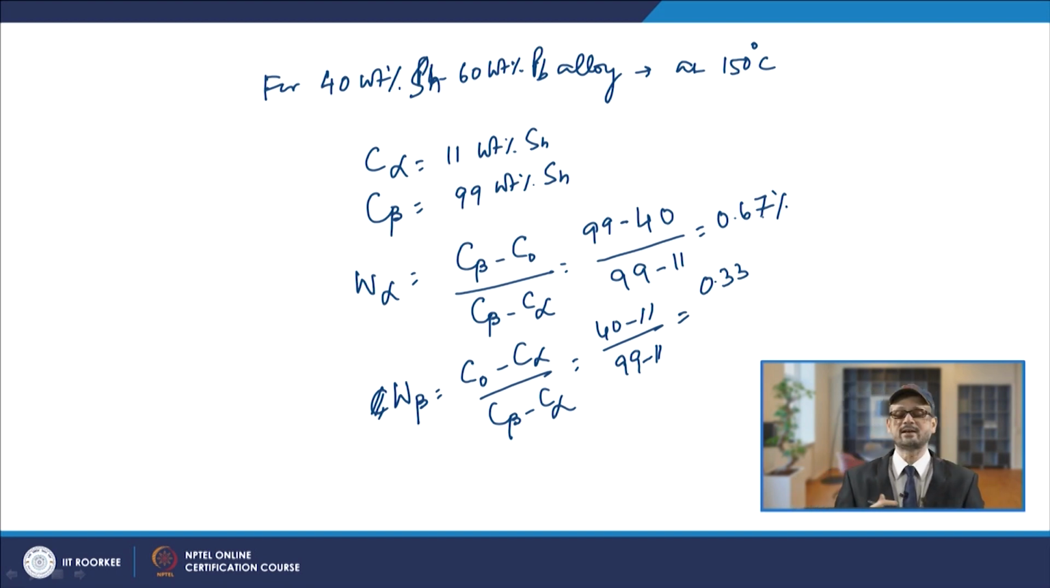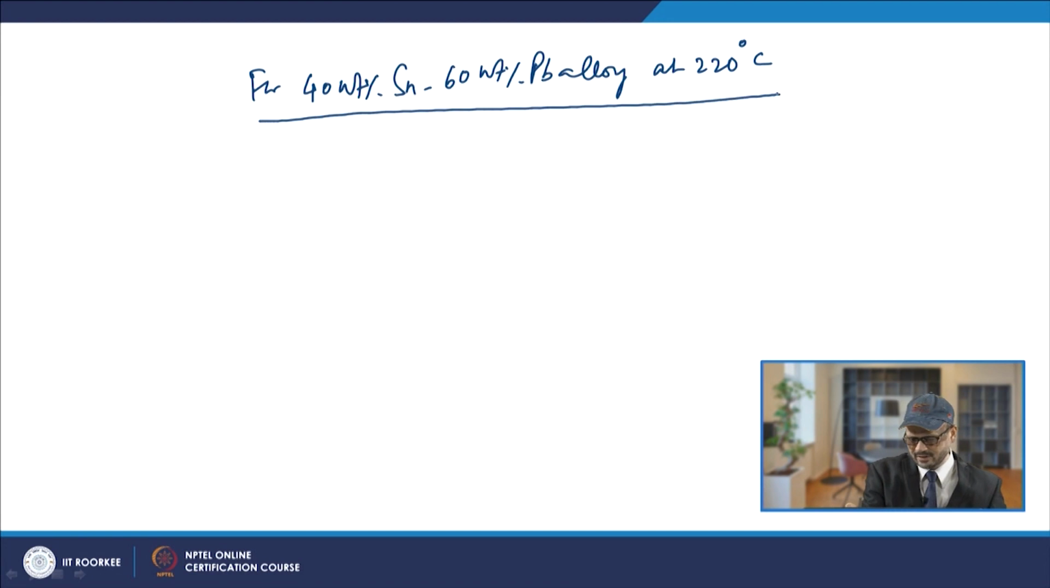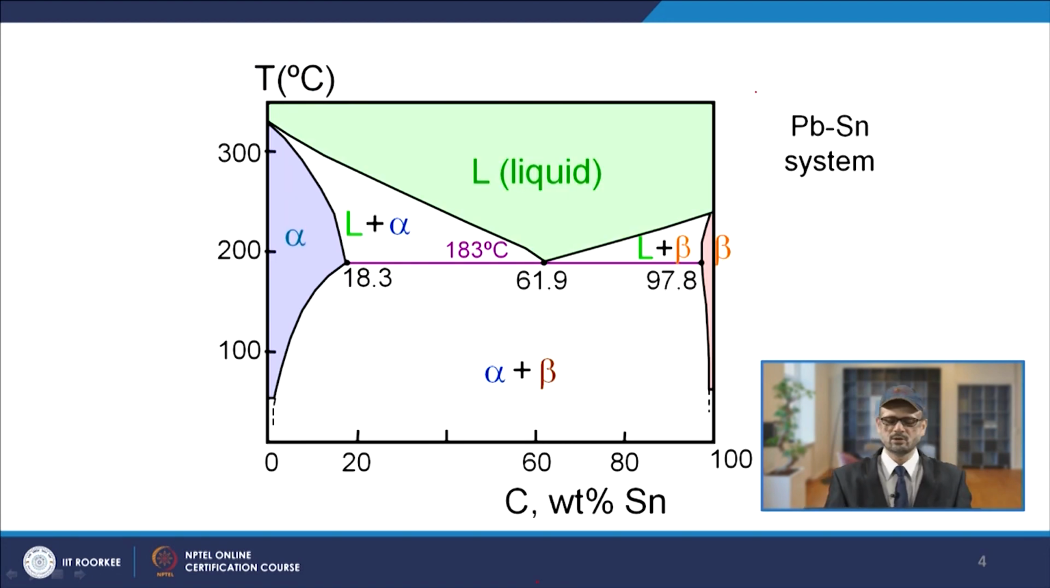Now, if you take a different temperature, say below that eutectic temperature. If you take the temperature, say you are again taking the 40 weight percent tin and 60 weight percent lead alloy, and you are taking this alloy at 220 degree centigrade. Now, the temperature is different, and your 40 weight percent tin will be somewhere here, and you are going to take it at a temperature which is 220 degree centigrade.